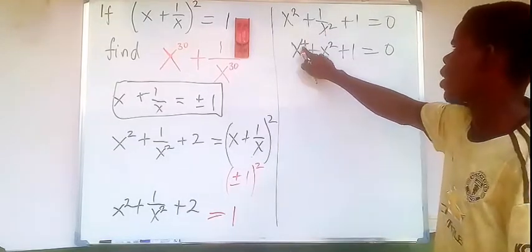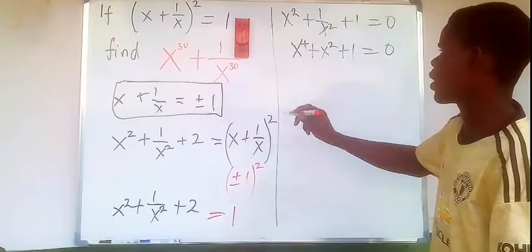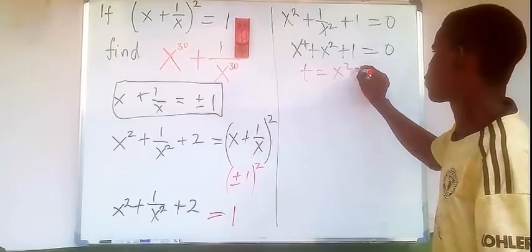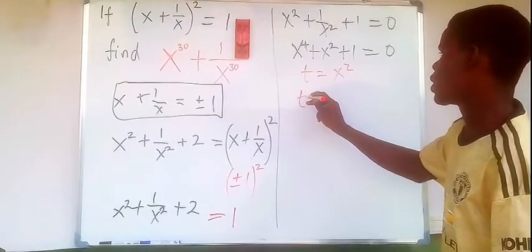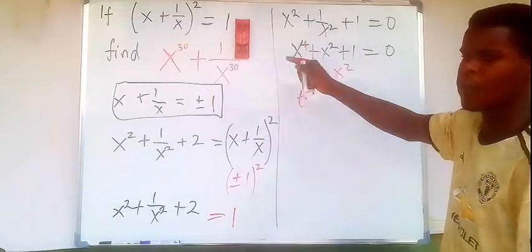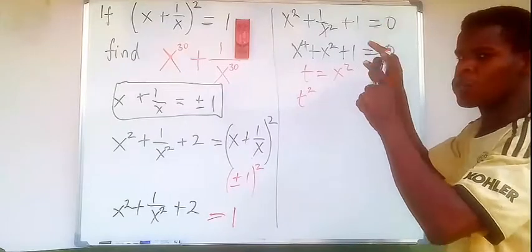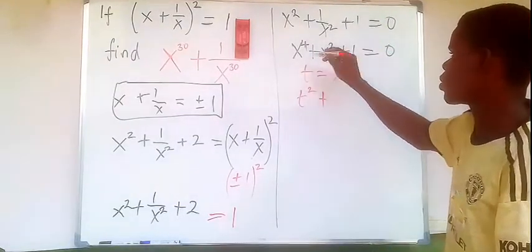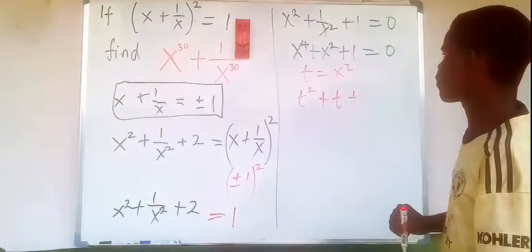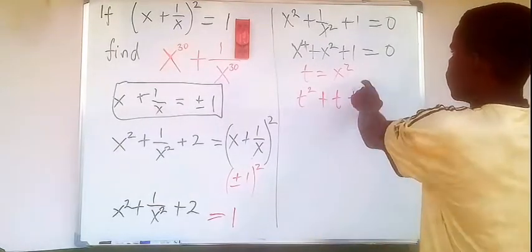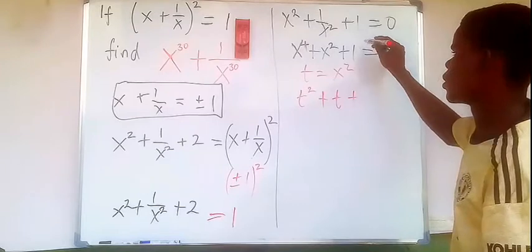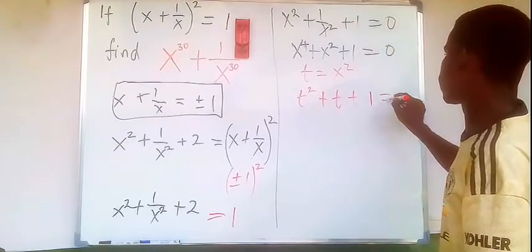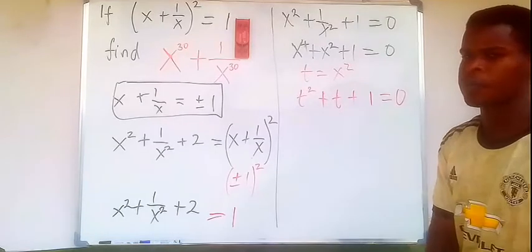And there is no third power here, so it's even an advantage for us. We can simply say let t be equal to x². We bring in t, that will become t². x⁴ is just (x²)², so x² is t, raised to power 2, you have this. Plus, this is just t. Plus this one right here is t⁰, x⁰, so that's just 1, equal to 0.